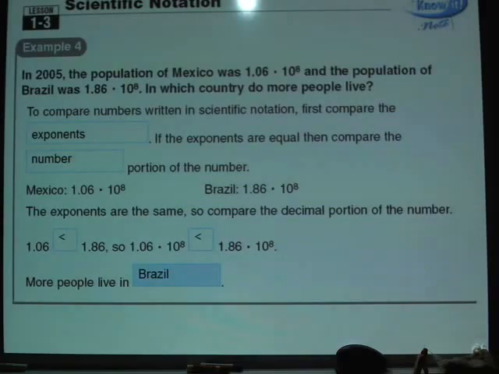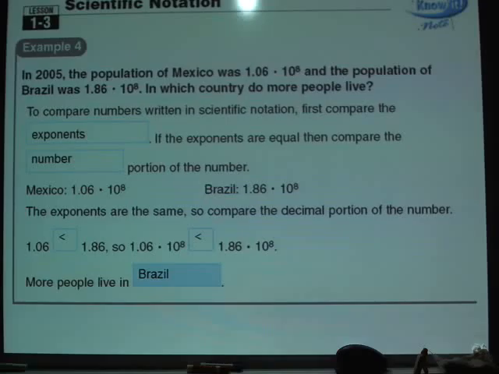So if the number is longer, it has to be bigger. So automatically we would be done. Now, when the exponents are the same, we compare the number portion of that scientific notation statement. So in this question, we would be talking about the 1.06 and the 1.86. If the exponents are equal, then we look at those. And whichever one is bigger is automatically the larger number then. But again, that's only when the exponents are the same.